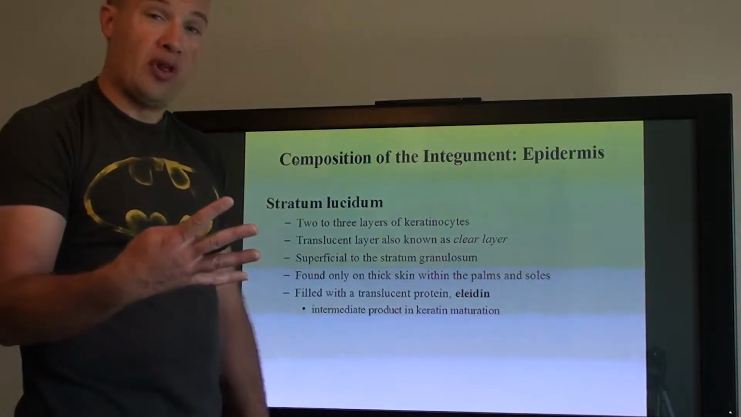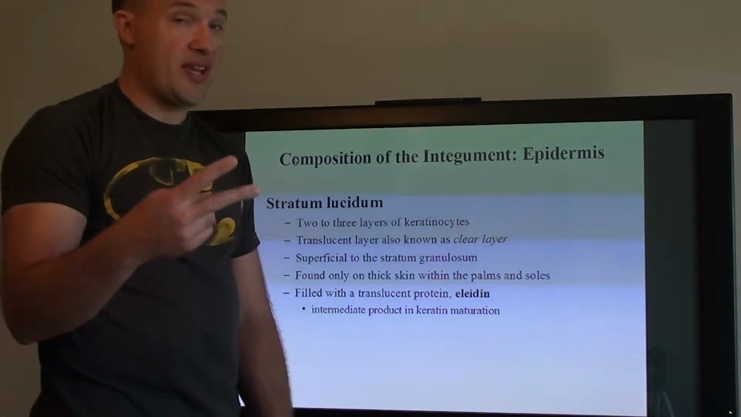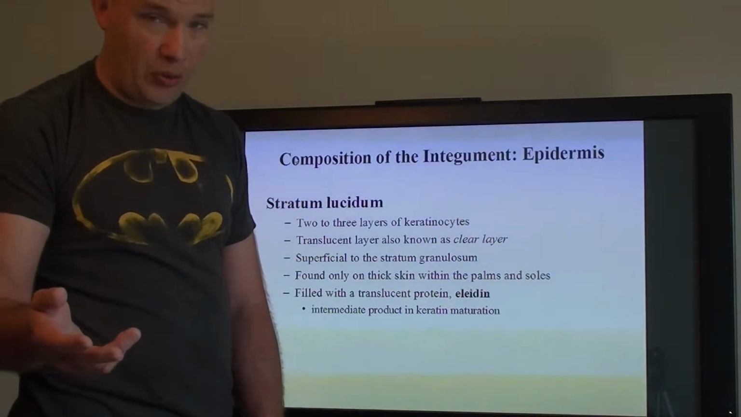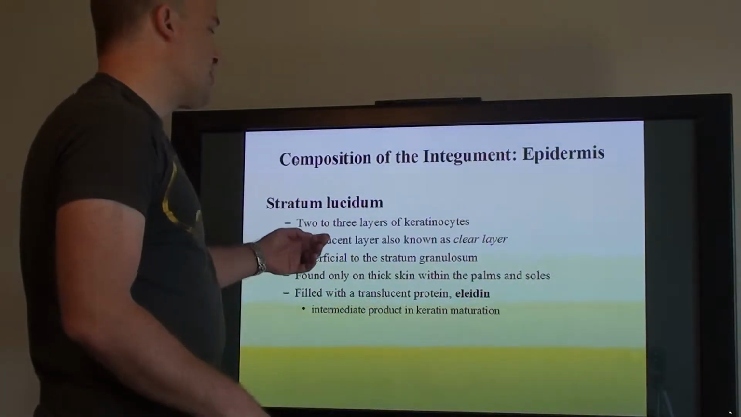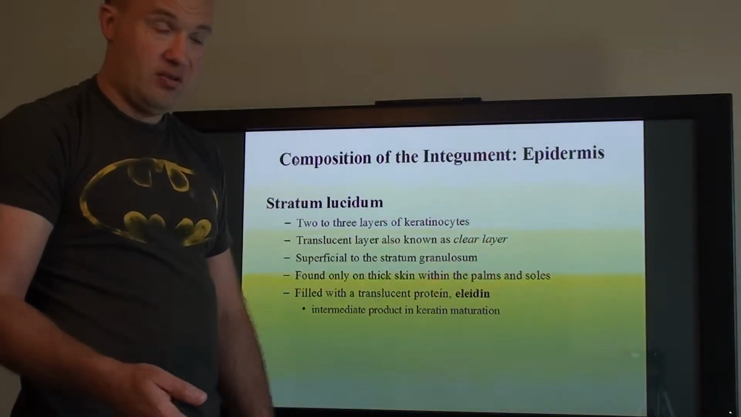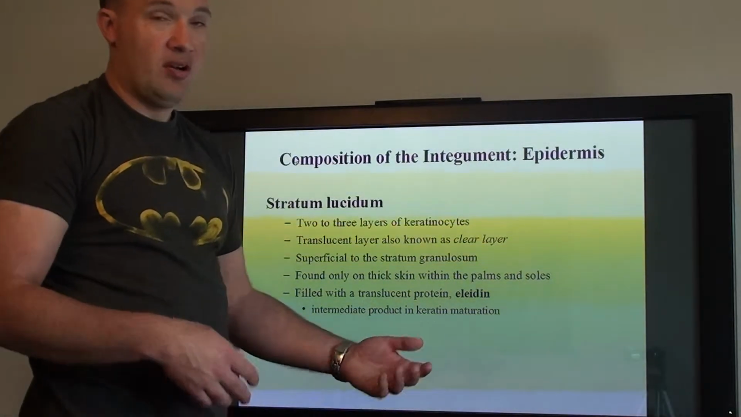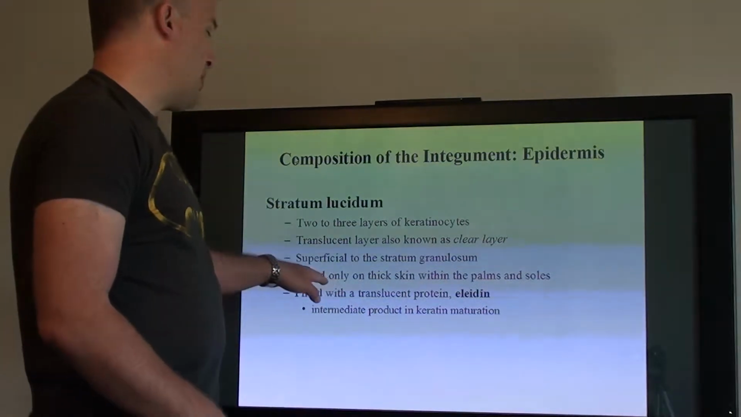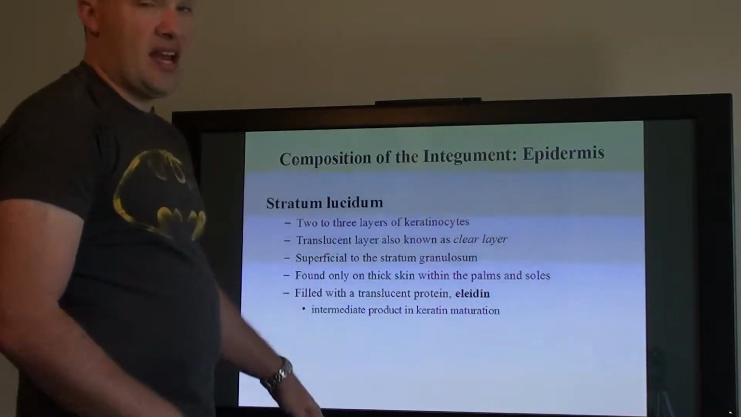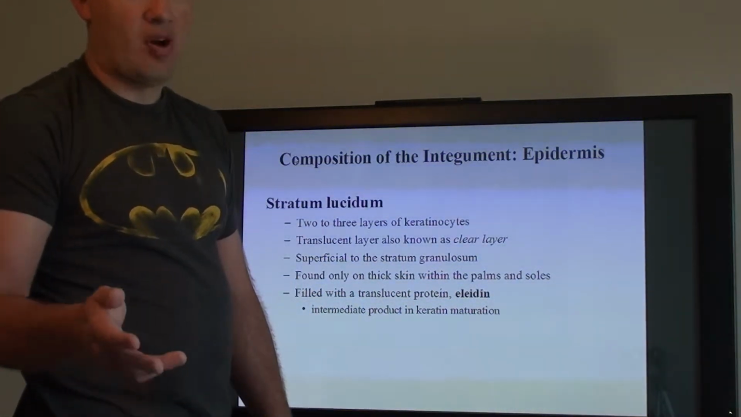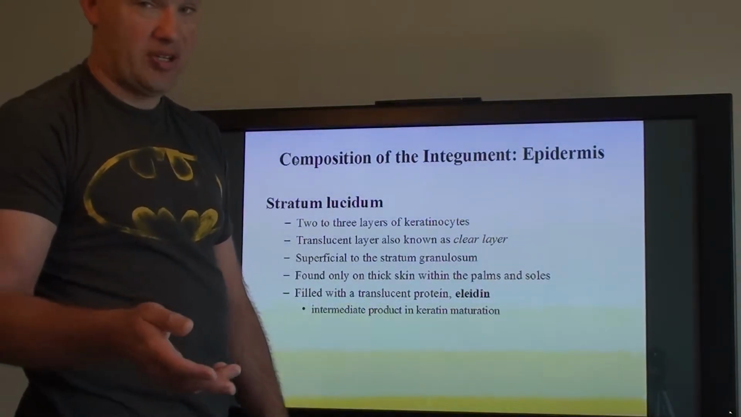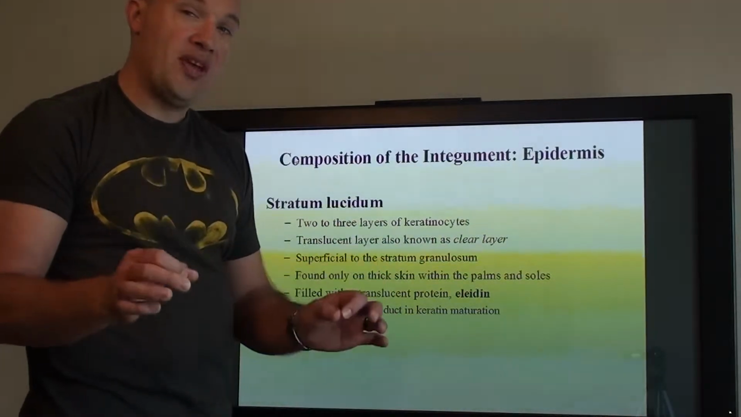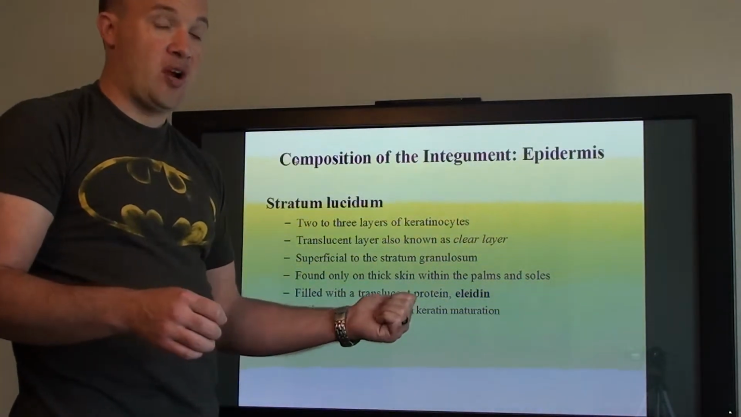Alright, fourth layer from the bottom, or second layer from the top, the stratum lucidum. Again, here's another 2 or 3 layers of cells. This one's known as the clear layer. So we have the granular layer, now we've got the clear layer. The big thing is that this layer, the stratum lucidum, is only found in thick skin. And we're going to talk about the difference in thin and thick skin in a couple of slides. Only in thick skin do we find this layer of the stratum lucidum.